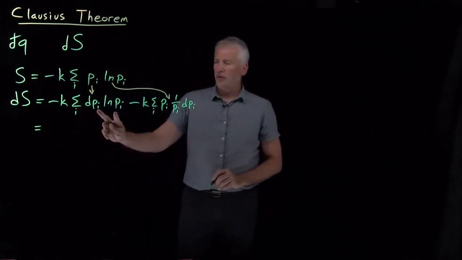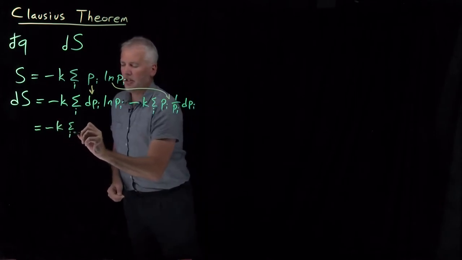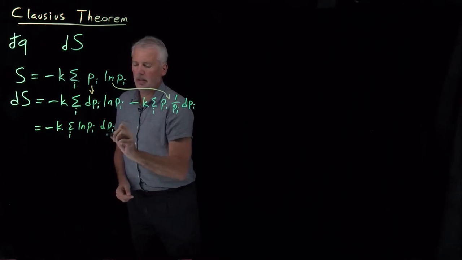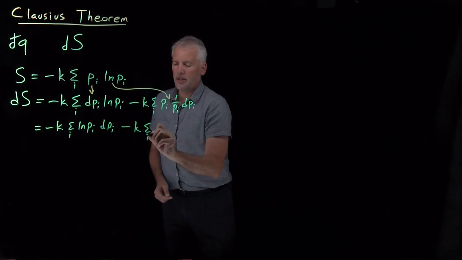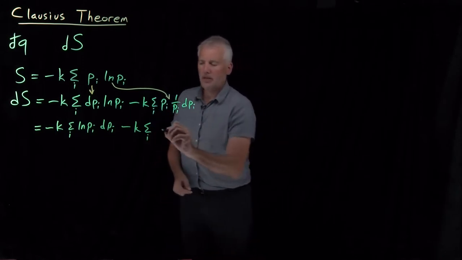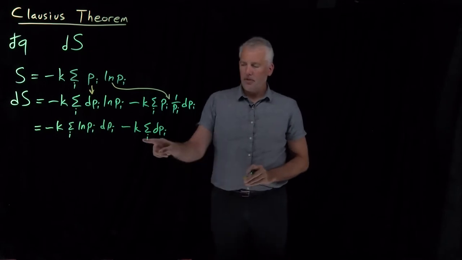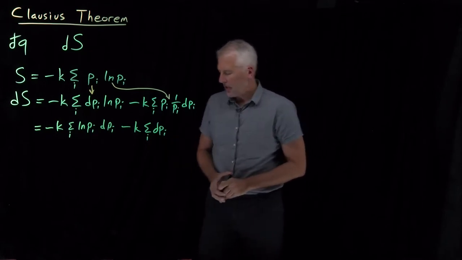And when I rewrite this first term, let's switch these two around. So I'll write minus k summation of log p times dp. And I've got minus k times the summation, p and 1 over p cancel, and I'm just left with the sum of dp. So that term is going to simplify and might require a little bit of explanation.